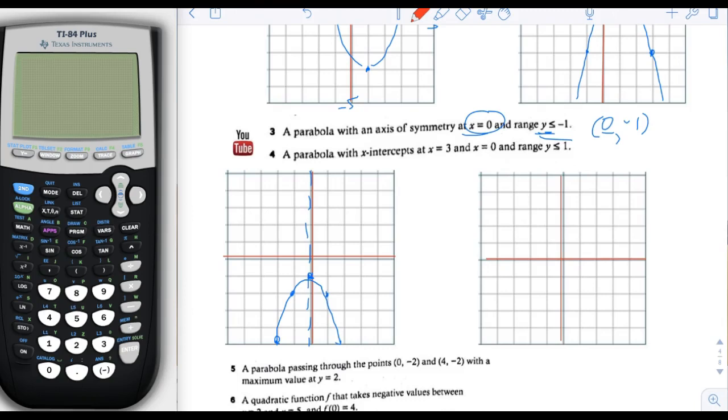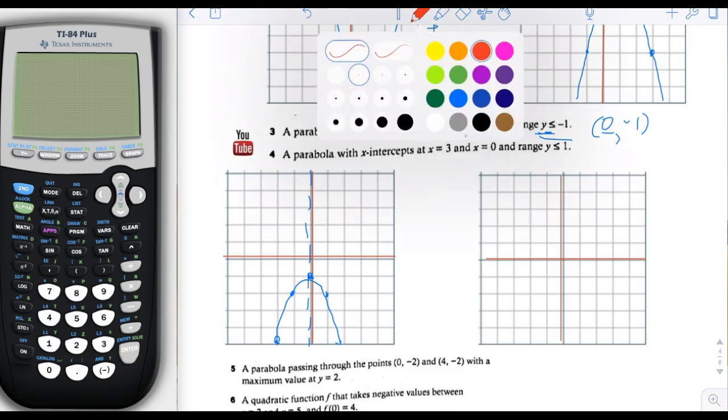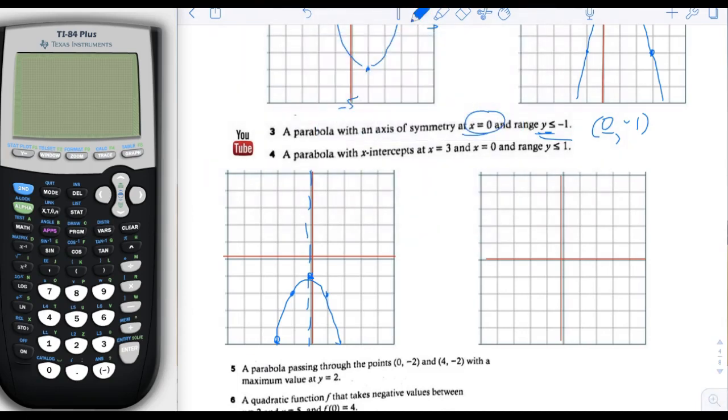So number 4, a parabola with x-intercepts 3 and 0 and range that is less than or equal to 1. Why don't you go ahead and try to do this one without watching the video, and then just come back and check your answer. Okay, you're back. So the x-intercepts are going to be here and here, 3 and 0. And the range is less than or equal to 1.